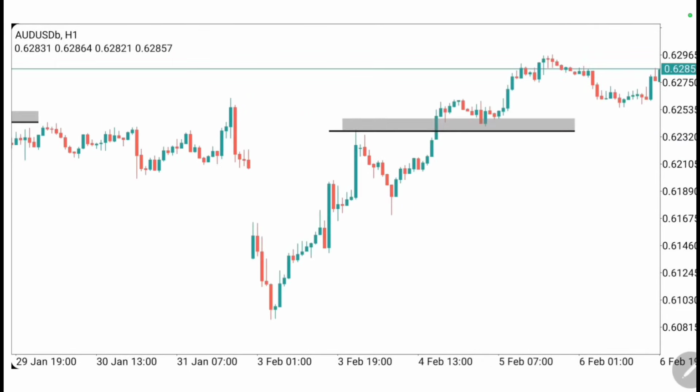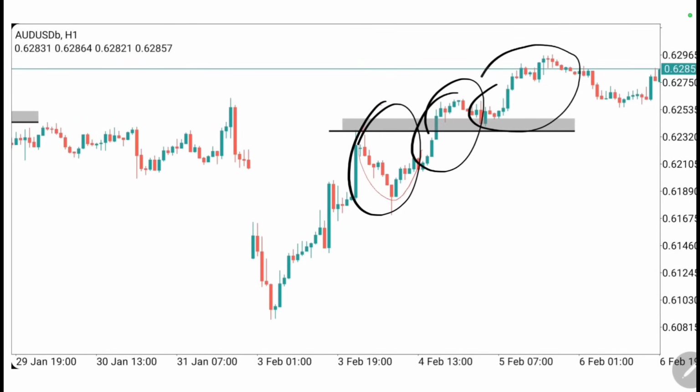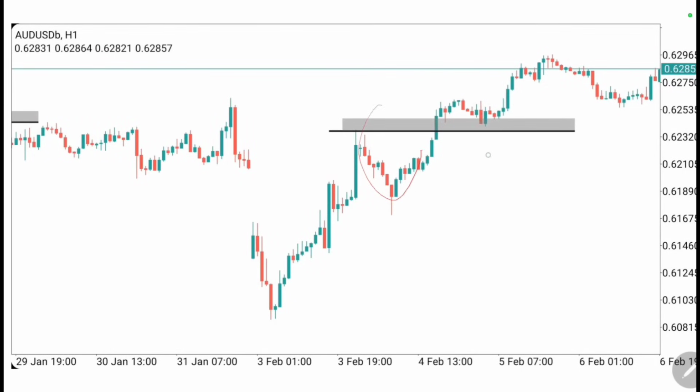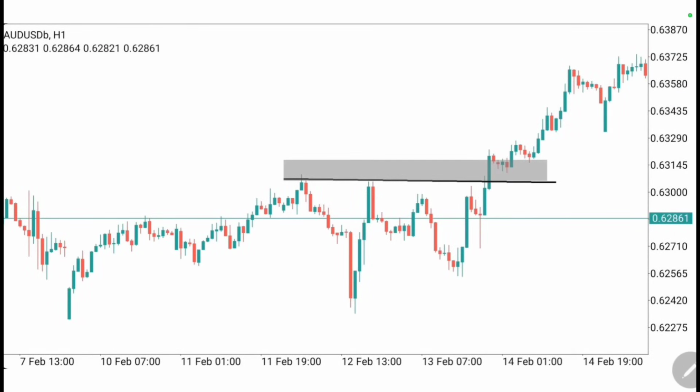You can also see the second setup here, the break and retest as well. This is the second setup I showed you on D1. This probably could be your candle number 1, candle number 2, and candle number 3. Here as well, this is a break and retest to the upside, just as I showed you. Please kindly backtest this strategy.